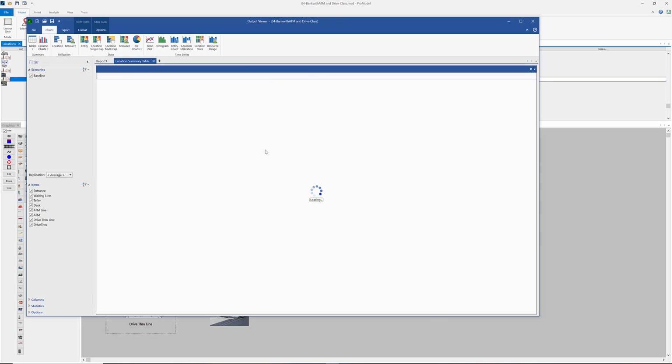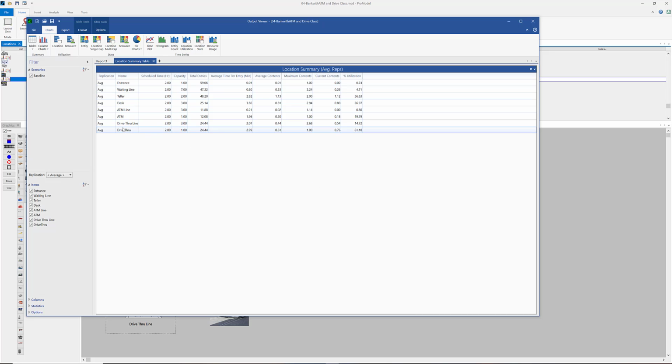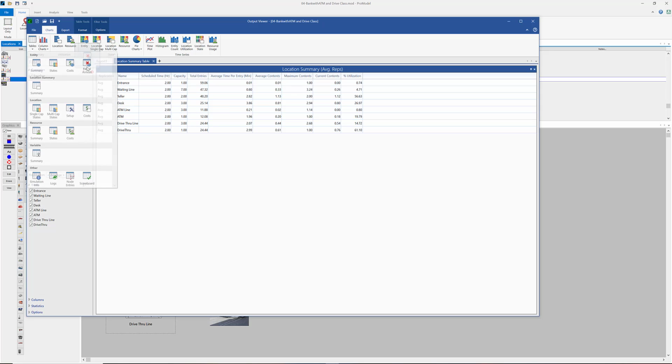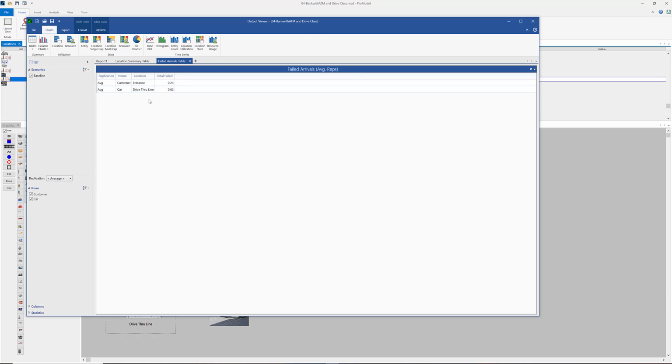Okay, location summary. Alright, so drive through line maximum content, but this is the average for 50 replications. So in some of the replications we could have had three cars, and that's why we had some failed entrances for cars. So we have failed arrivals, 0.62 for cars.